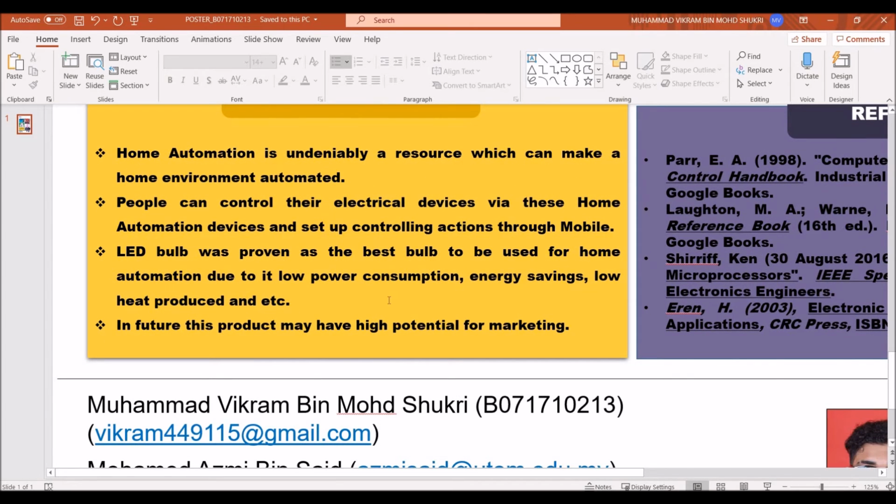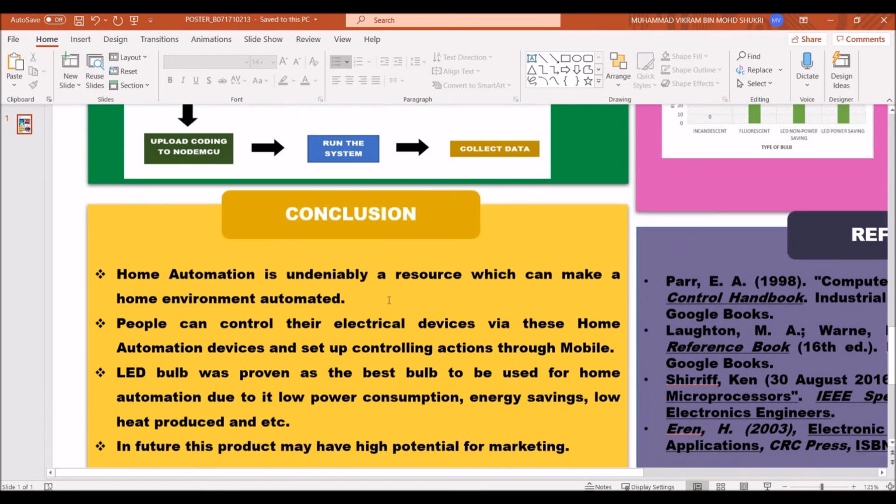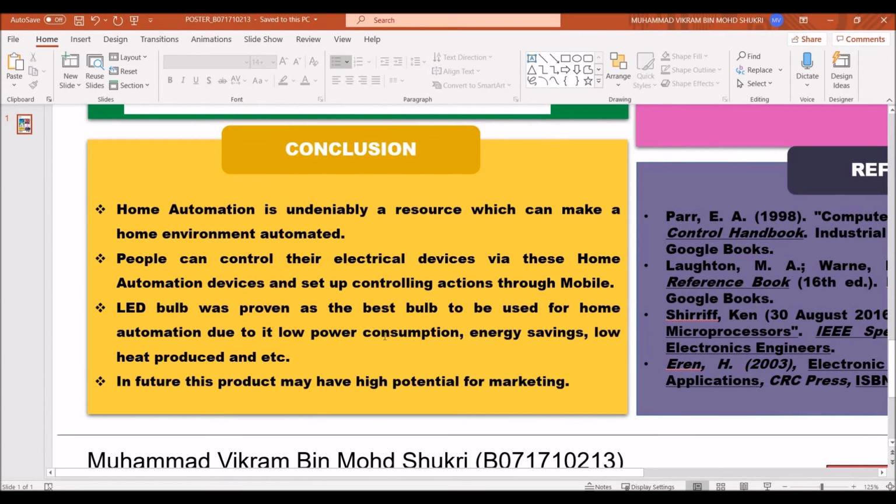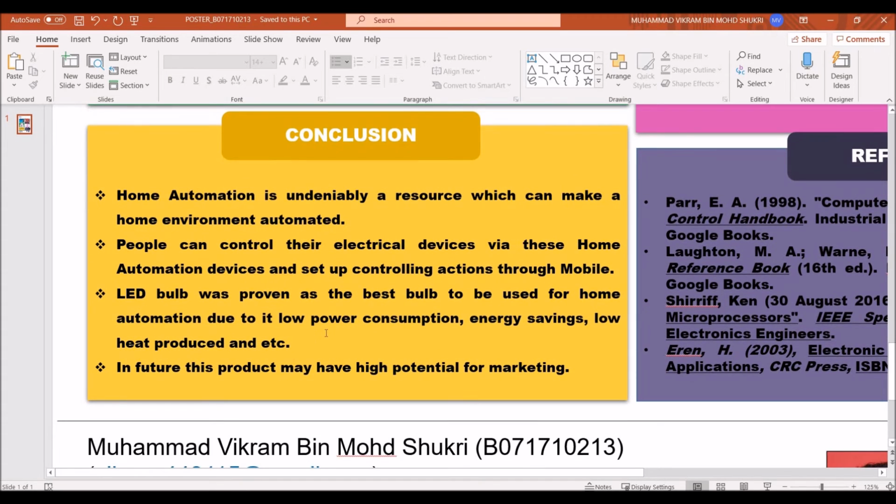And next, the LED bulb was proven as the best out of the other three. Price-wise, it's a bit expensive compared to the incandescent, fluorescent, and the non-power saving LED. The power saving LED was much more expensive, but it is worth it because it has very low power consumption, very high energy saving. It produces very little heat compared to the other bulbs, and it is warm to touch.